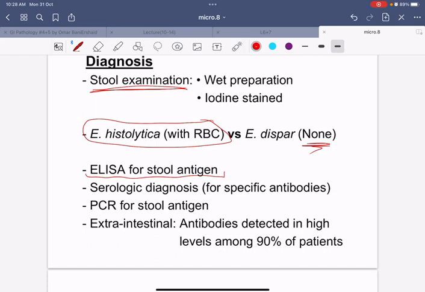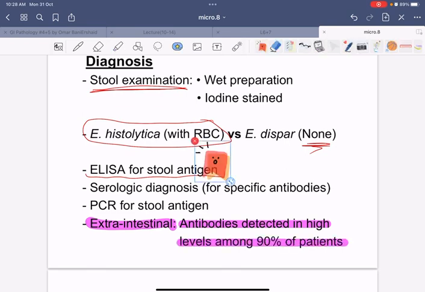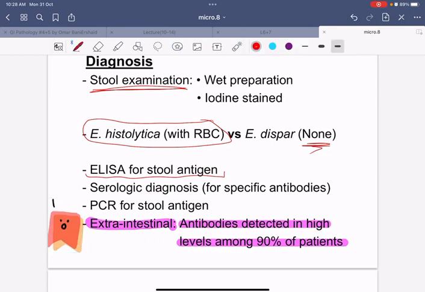Extra-intestinal: see this important point. Antibodies are detected at a high level in about 90% of patients with extra-intestinal disease, meaning in case of liver abscess, antibodies are useful for diagnosis. I am not saying for protection, but for diagnosis. You can do ultrasound, MRI, and other things, but the antibody test is very simple and gives you a yield in about 90% of the cases.